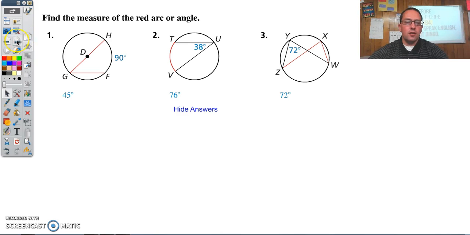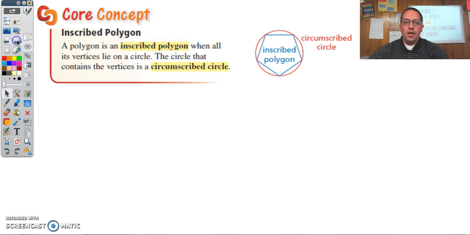All right, so nice, easy stuff. Now let's take a look at inscribed polygons. An inscribed polygon is where all of the vertices of a polygon are on the circle. And so the polygon is said to be inscribed. Inscribed means drawn inside. And the circle is circumscribed. Scribe means to draw, circle means to go around. So this is drawn around the polygon.